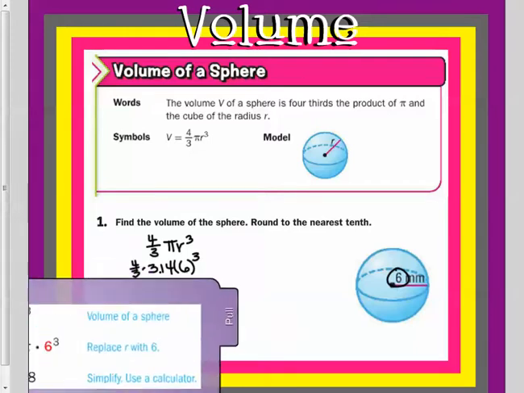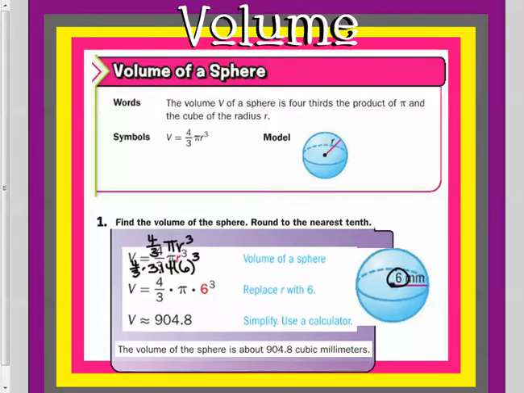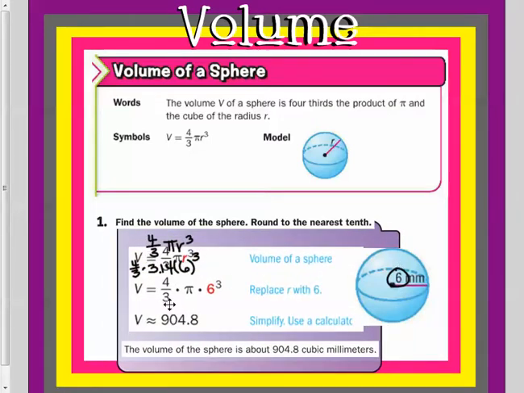Okay, so when we do this one, we would get a total of 904 and 8 tenths, and this is the volume in cubic millimeters. So you can write millimeters cubed, or you can spell it out like this.